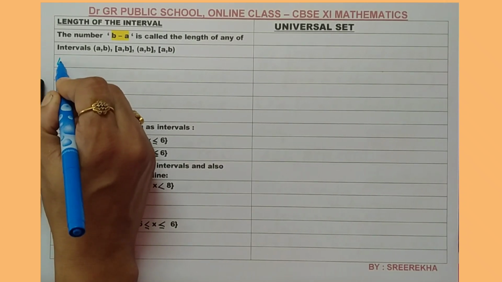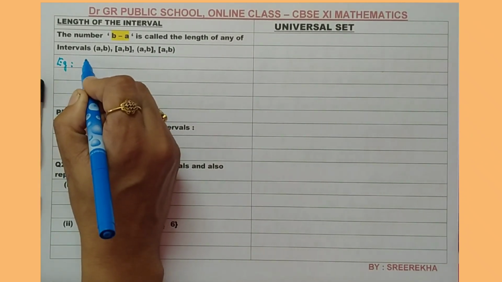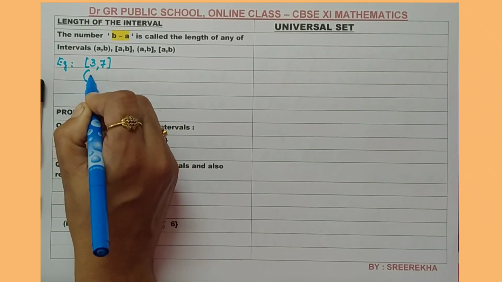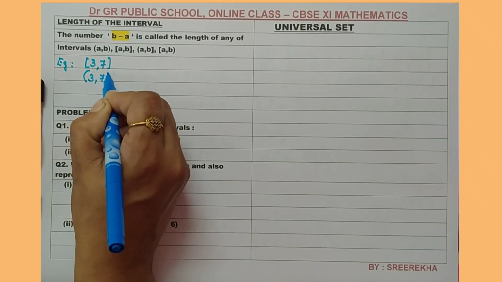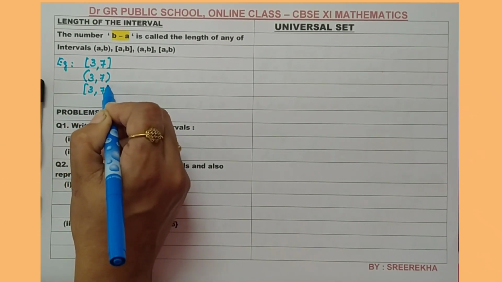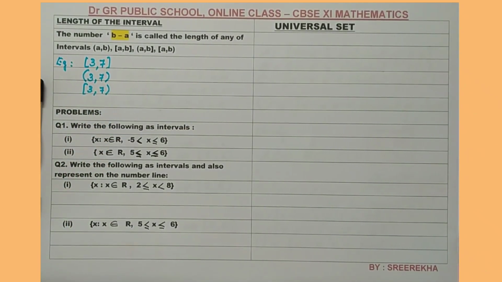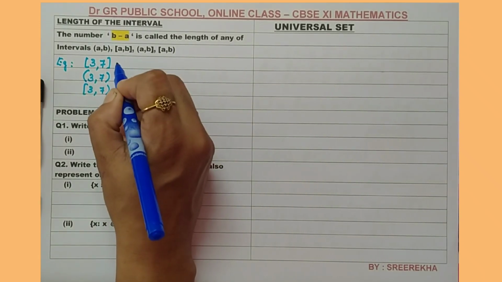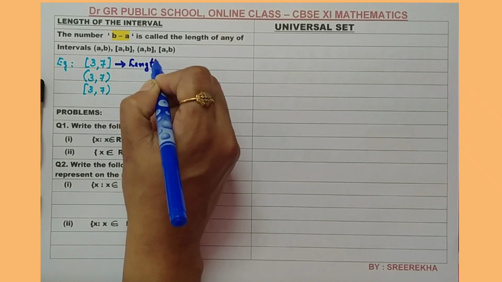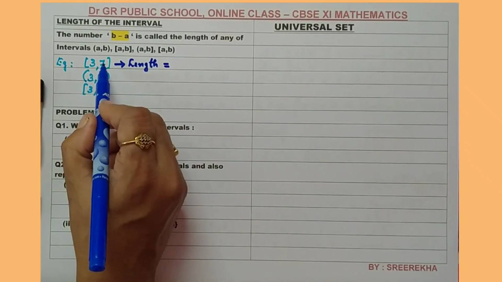For example, consider the closed interval 3, 7. Another interval, open interval 3, 7. Third interval, closed open interval 3, 7. Whatever be the type of the interval, its length can be found out by using the formula: the length of the interval equals B minus A.